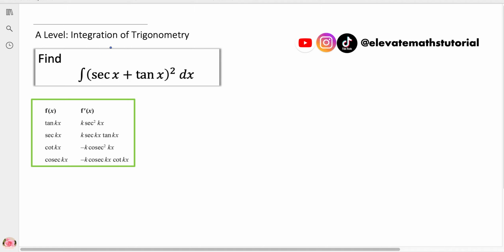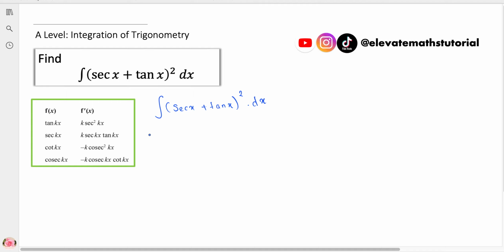A-level topic. It's integration of trigonometry. So this is specifically for A2. Okay, so find the integral of (sec x + tan x) whole thing squared into dx.